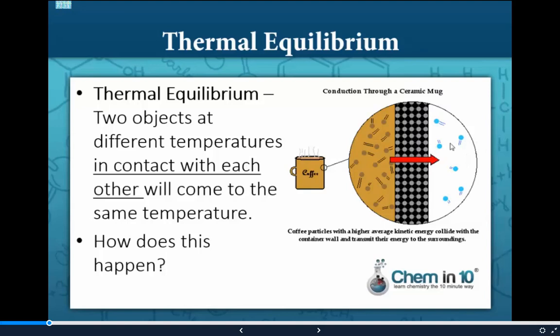So the kinetic energy goes from the coffee through the mug to the air. The air around the coffee mug warms up because it gains some kinetic energy. The coffee and the mug cool down a little because they lose some kinetic energy.